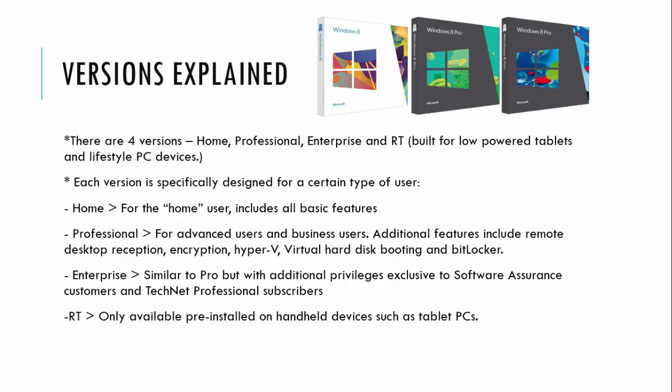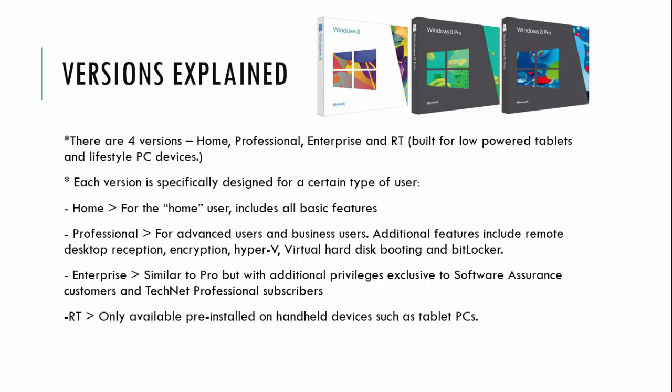Now there are 4 versions of Windows 8, and these are Home, Professional, Enterprise, and RT. RT has actually been specifically built for low power tablets and lifestyle PC devices. So the Home version includes just the simple and the basic features just for overall use. And then the Professional version is for advanced users and business users.